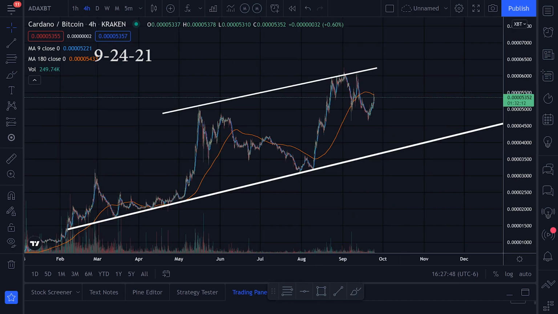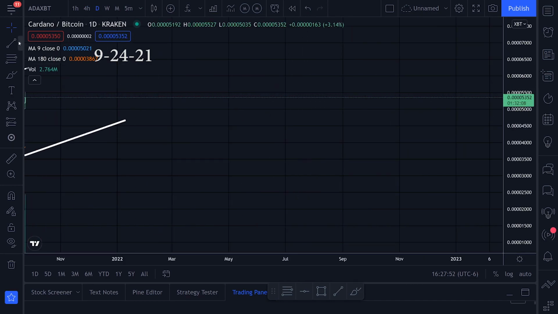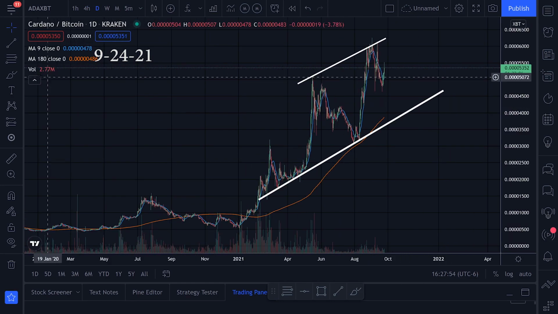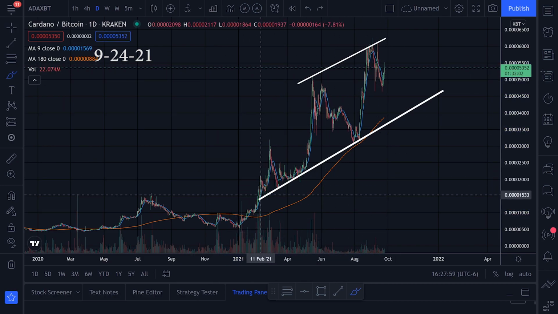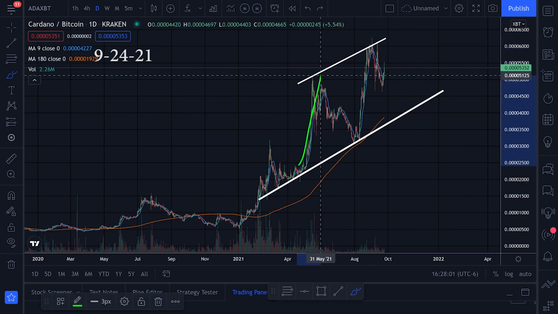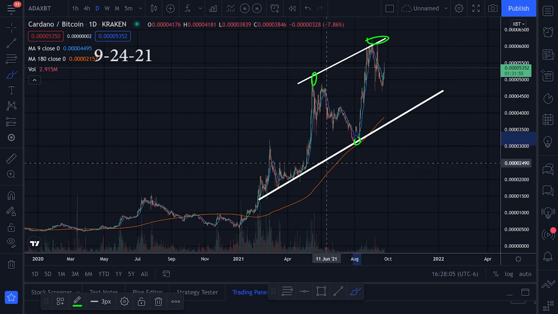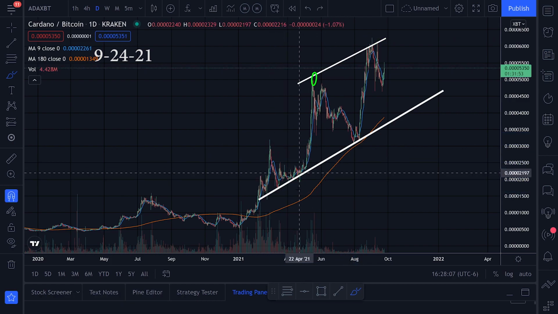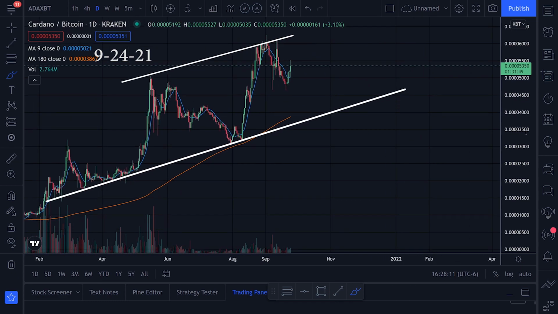Okay, so if we jump over to Cardano versus Bitcoin, we're on the 4-hour time frame. Let's go to the daily time frame and see what we have. So if we zoom out a little bit, you can see that Cardano has been doing really good against Bitcoin, and it looks like we're kind of in maybe a channel pattern, something like this. We have resistance right here, support right here, support right here. So I'm looking at pretty much a channel pattern. Let's see what's going on right now.